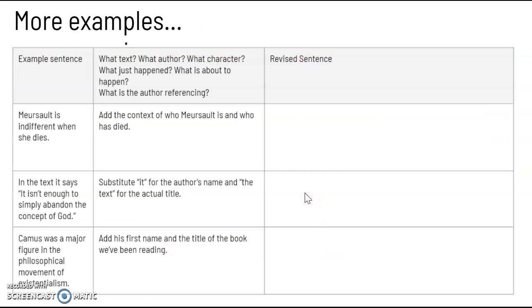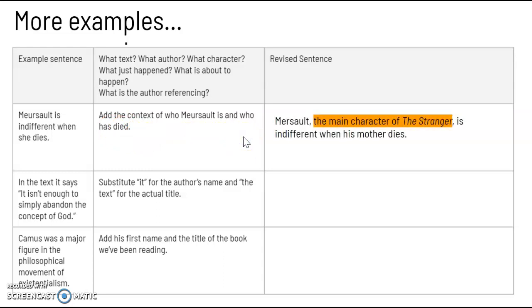So let's take a look at some examples. If you wrote a sentence like, "Meursault is indifferent when she dies," this can be confusing for someone who doesn't know who Meursault is or who she is. You'll want to add the context of who Meursault is and who has died. Your revised sentence would look like this: "Meursault, the main character of The Stranger, is indifferent when his mother dies." When we write like this, our reader has more information about who we're talking about.